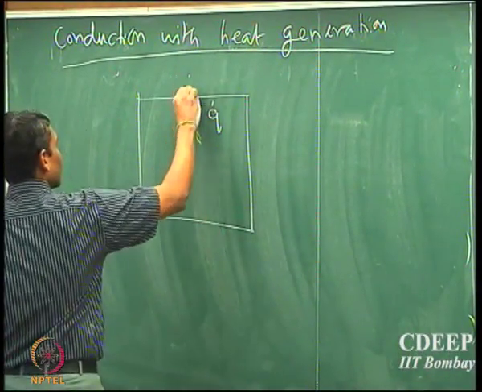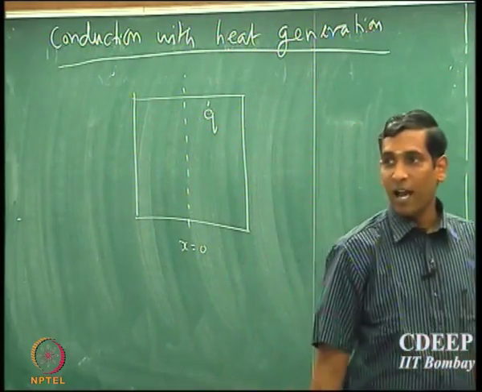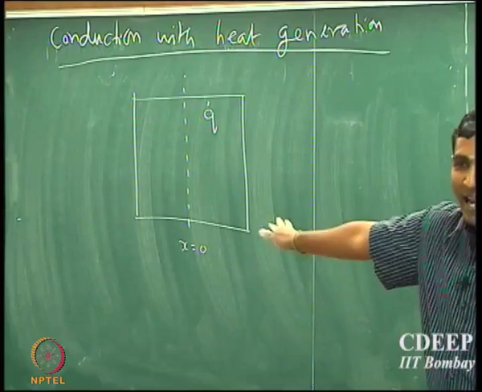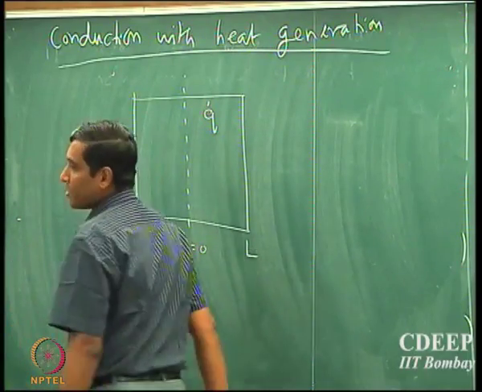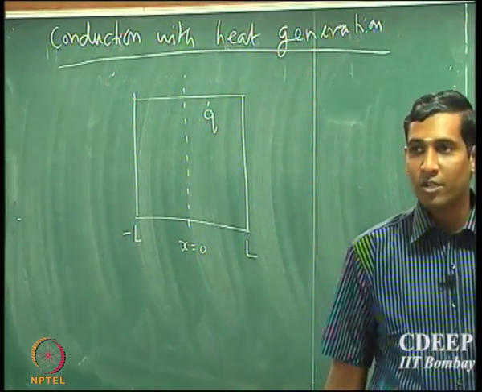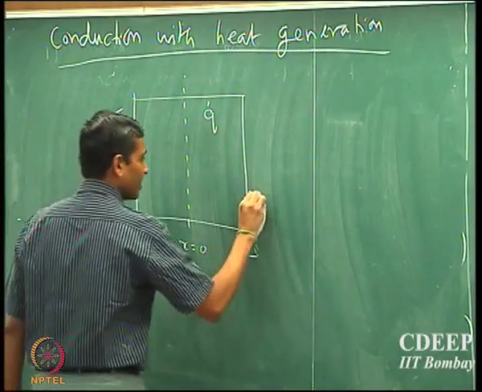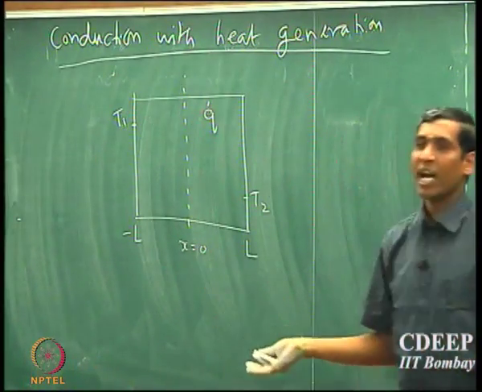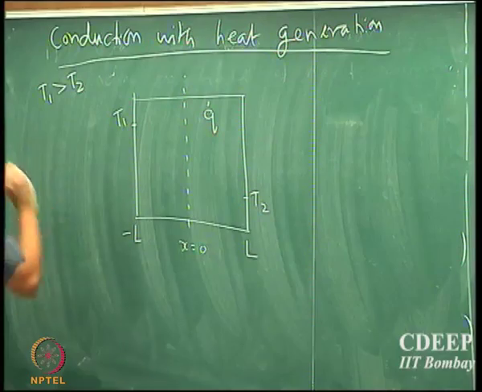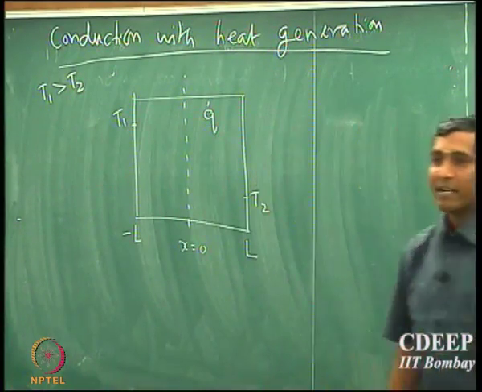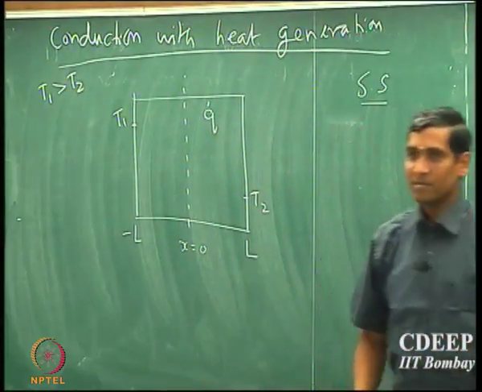So supposing, for the sake of convenience, I define the midpoint as x equal to 0. In fact, you will see in a short while why I did that. And let us say that plus L and minus L are the coordinates for this geometry. If I assume that the temperature on one end is T1 and the other end is T2, by representation I have assumed that T1 is greater than T2. And suppose I posit that it is a steady state problem.